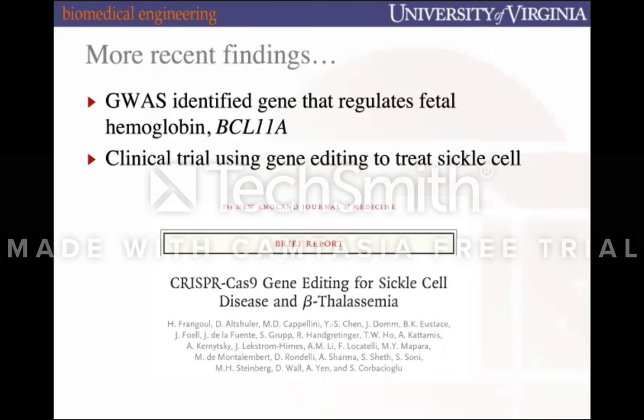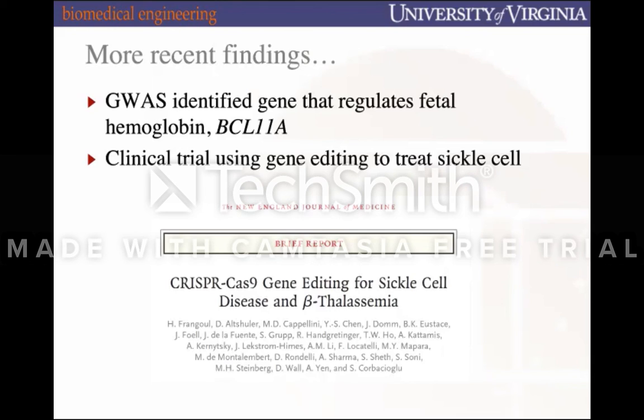And it was discovered that there's a specific gene that regulates fetal hemoglobin. That's called BCL11A, and it suppresses fetal hemoglobin. So what they do is they try and knock out that BCL11A gene, and then that allows the upregulation of fetal hemoglobin that resolves the sickling and sickle cell anemia.